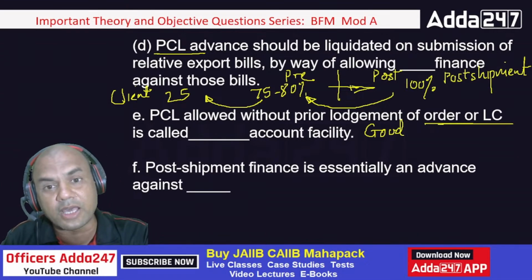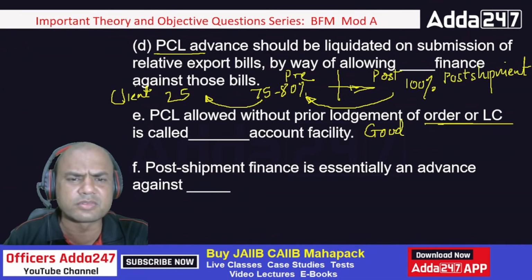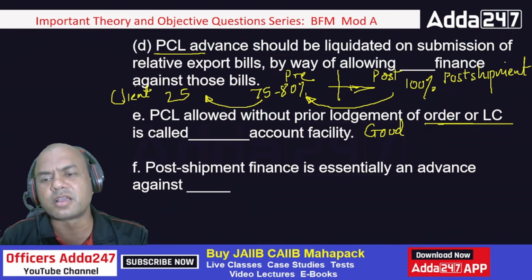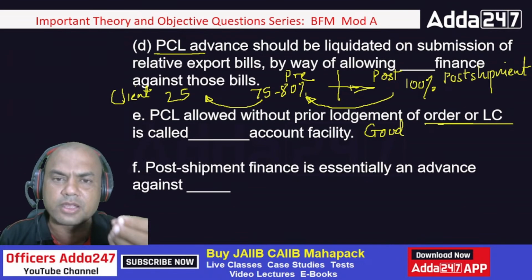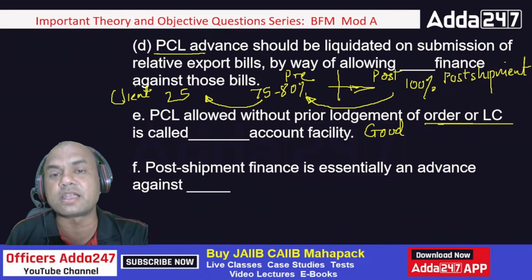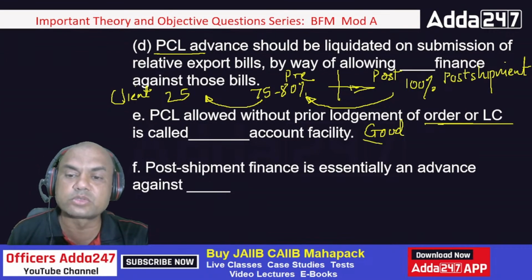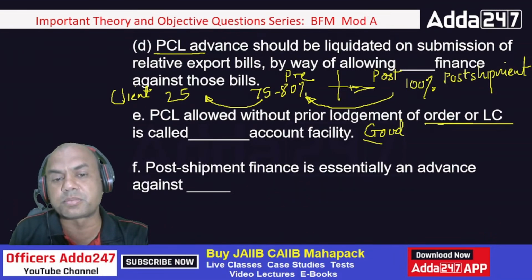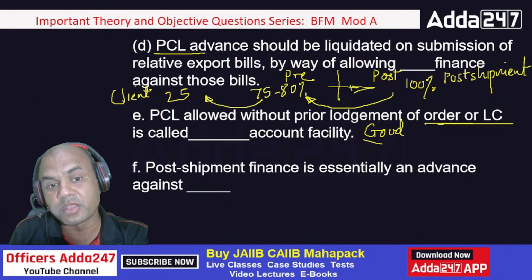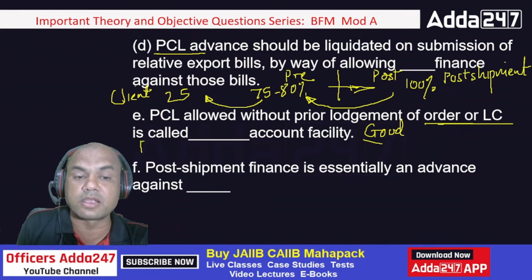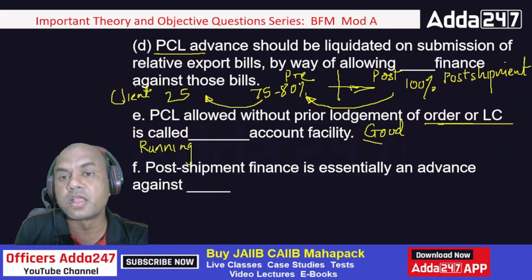So are these the only clients of the bank? No, these are not the only clients of the bank. These are very few clients. Other small companies are n number of companies, right? So good client is the right answer. For good clients who are the regular clients of the bank, the bank can give them this pre-shipment finance without this order also. So that is called as running account. It's like the current account facility. Running account. Okay. So what does it mean?